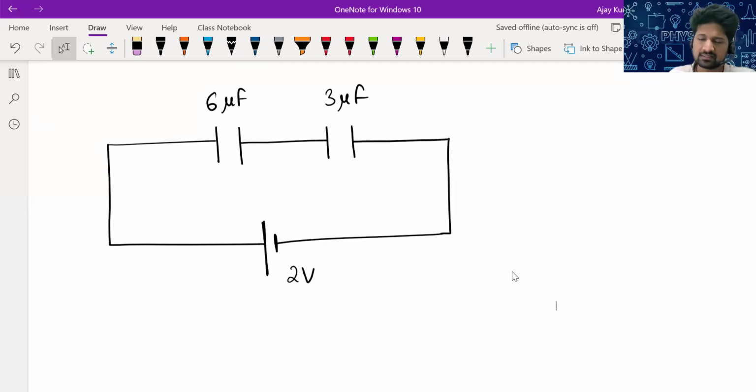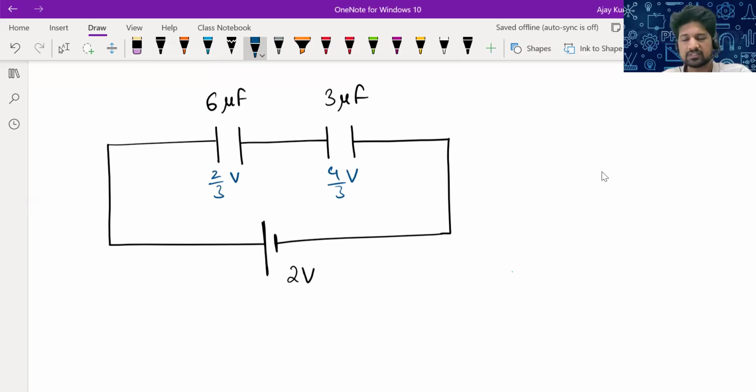When capacitors are in series, the charge on each of them will be same. Q is equal to CV. V is equal to Q by C. If Q is same on both of them, V, the potential difference across each one of them, will be inversely proportional to the capacitance. So distribution of voltage will be in the ratio 1 by 6 is to 1 by 3. That means 3 is to 6, means 1 is to 2. You have to divide 2 volts in the ratio 1 is to 2. How do you do that? 2 by 3 volts here and 4 by 3 volts here. Those are the potential differences that they get.